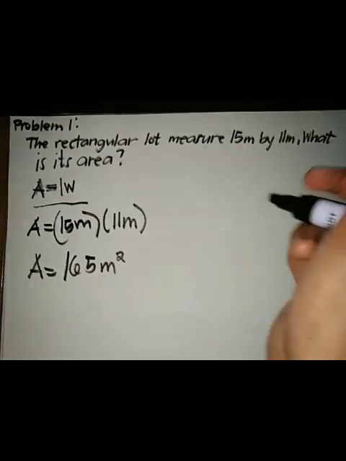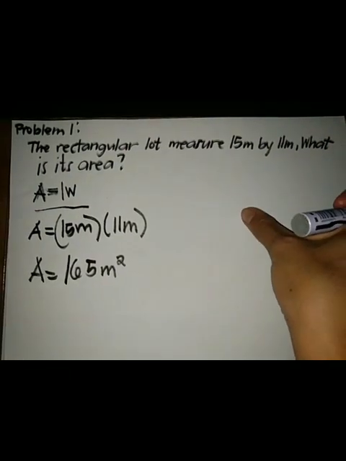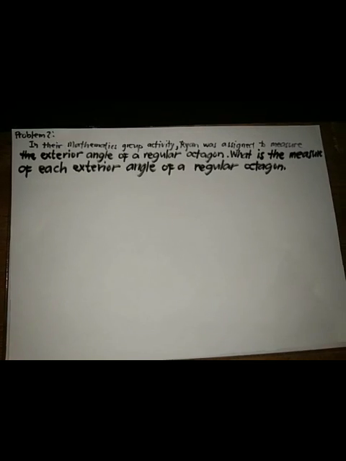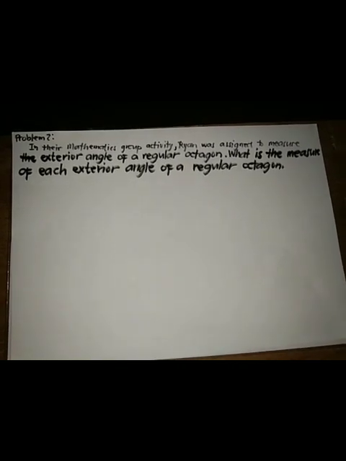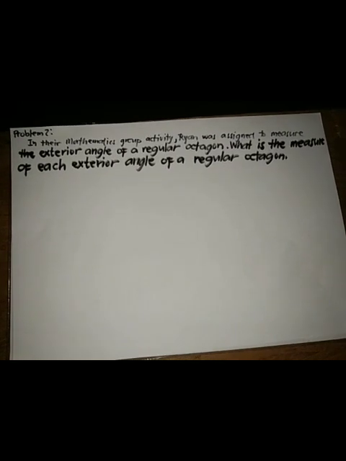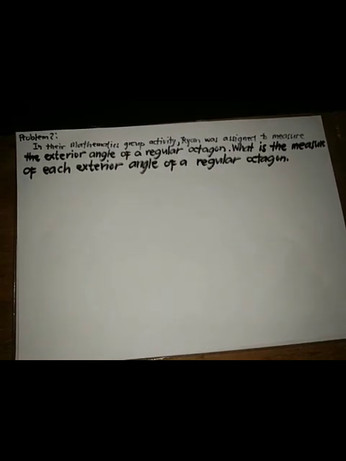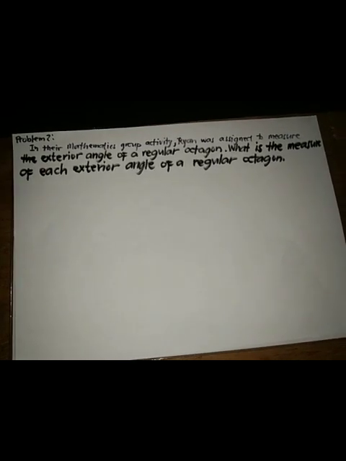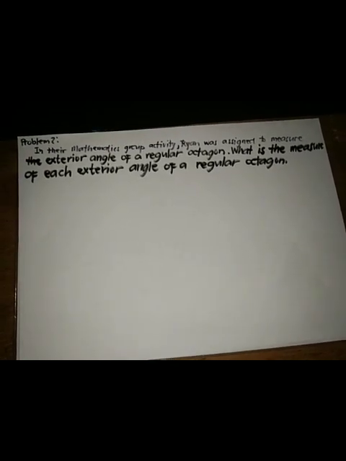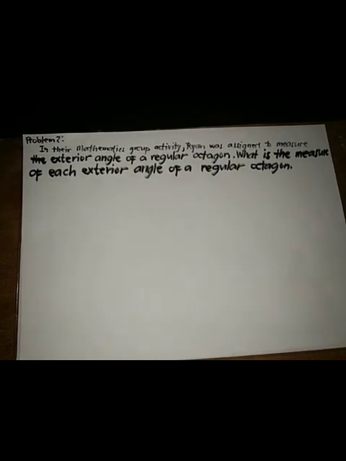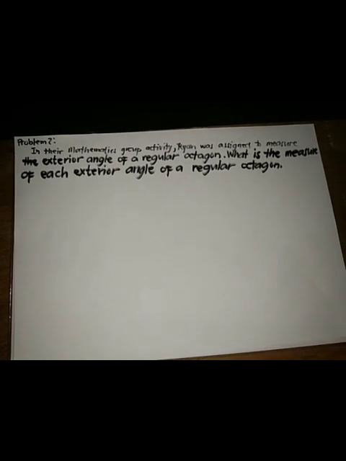So let's have another problem. Problem number 2. In a mathematics group activity, Ryan was assigned to measure the exterior angle of a regular octagon. What is the measure of each exterior angle of a regular octagon? So we need to apply the Polya problem solving technique.